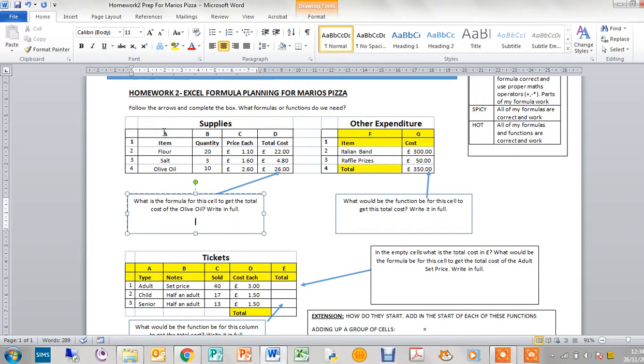So we've got cell A, B, C, D, 1, 2, 3, 4. I'll give you a clue. We always start a formula with equals, okay, and so we need to get the total cost. So it's going to be this 10 multiplied by 2.60. But if we write that in a formula, we want to do it per cell. So it would be, in this case, B4. Okay, so it's B and then 4 multiplied, which is sort of shift 8, like that, times by C4.